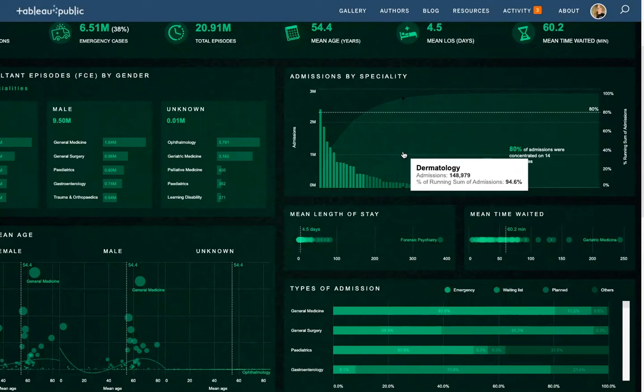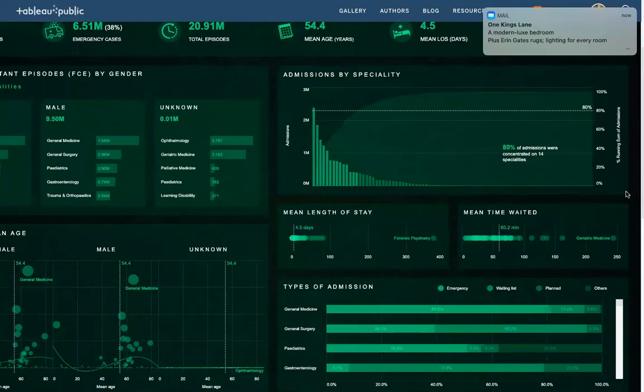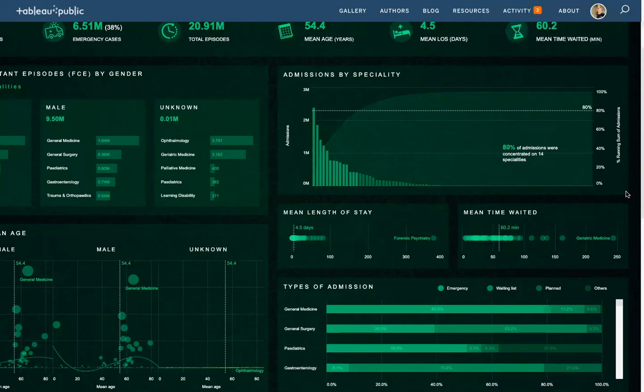This kind of chart gives you all that information in a very meaningful way, saying that if we could focus on something, most of our admissions are in these top 14 specialties, and I can now see what they are. And if I were an executive, I could say we need to focus on one of these.